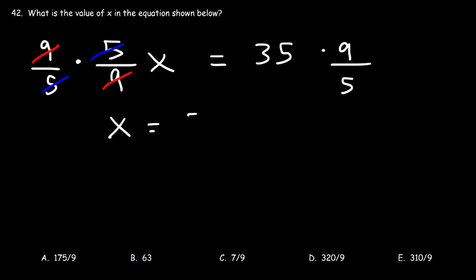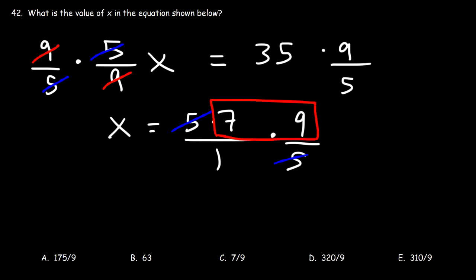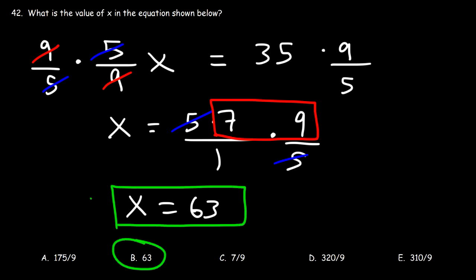Now 35, you can write it as 5 times 7. And you can put that over 1 if you want to. So notice that the 5s will cancel. So we're left with 7 times 9. And 7 times 9 is 63. So x is equal to 63. And that's all you need to do for this problem. So B is the right answer.